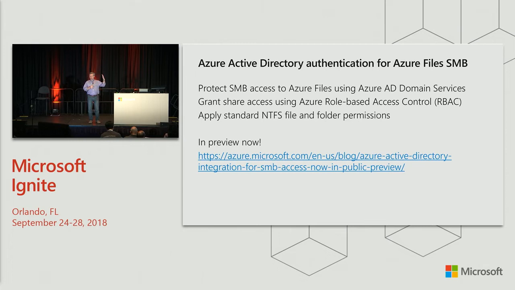And we'll also allow you to grant those share level permissions using RBAC. So this is in preview now. Give it a try and check it out. Today, initially in this preview, this is only on the SMB protocol for Azure Files. If you're connecting over the REST API, you'll still have to use storage account keys for now, but we'll be adding support similar to what we just showed for blobs in the future to files as well.